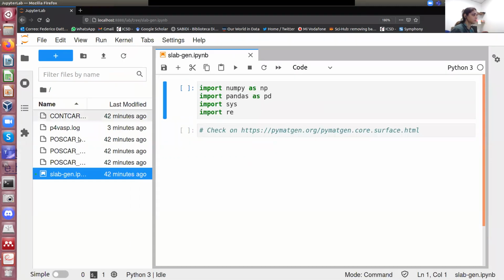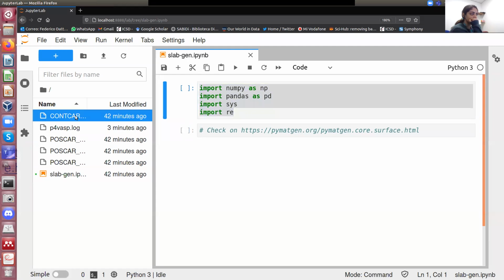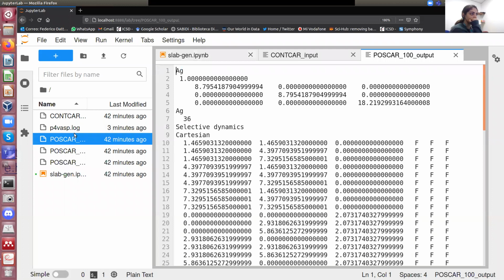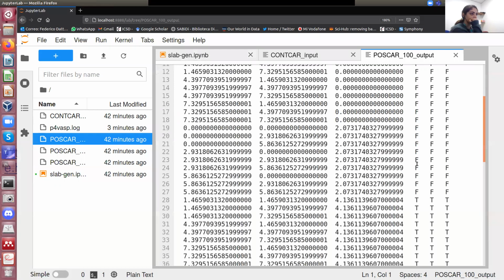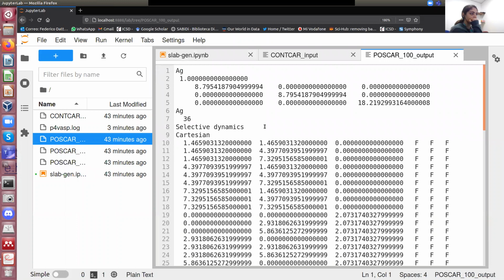So you see that here I just tell you, okay, import some of the things you may need, and then check the library. So here, the suggestion. The important thing for you, because you don't need much, is that this is just your bulk structure, and this is your output, but the output is not needed, because output is what you will need to generate. You see here there is also selective dynamics, but that is not needed. I just forgot to remove it.